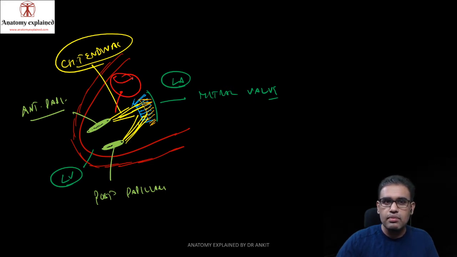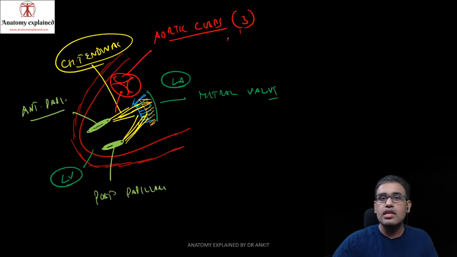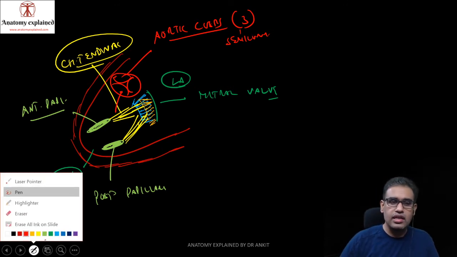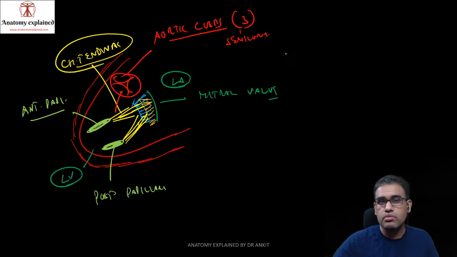Imagine there are the three semilunar cusps over here, and these semilunar cusps are your aortic cusps. You have three semilunar cusps in the aorta. Okay. So the extra point which we can take from here is that this outflow part, this whole area, will be known as the aortic vestibule over here.